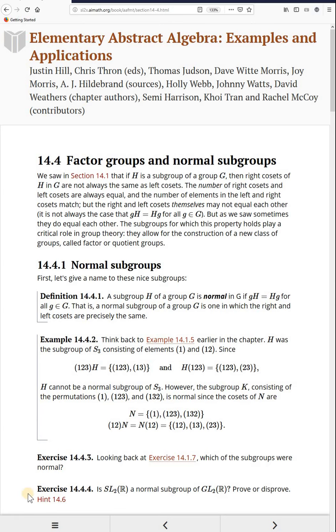All right, let's do a quick review of factor groups and normal subgroups. We've talked about cosets of subgroups, and now we're going to talk about a special kind of subgroup whose cosets have some very nice properties. So a subgroup H of a group G is normal if gH equals Hg for all g in G.